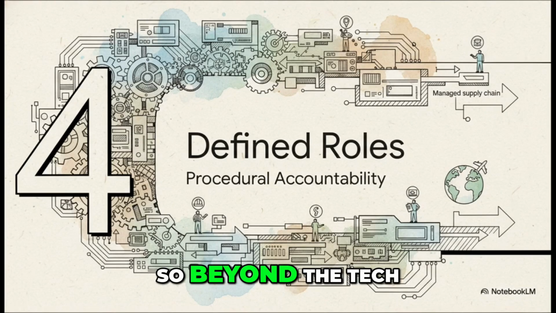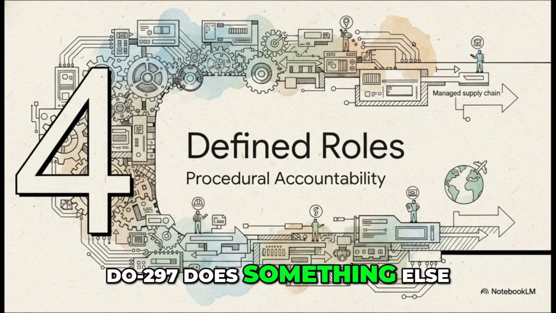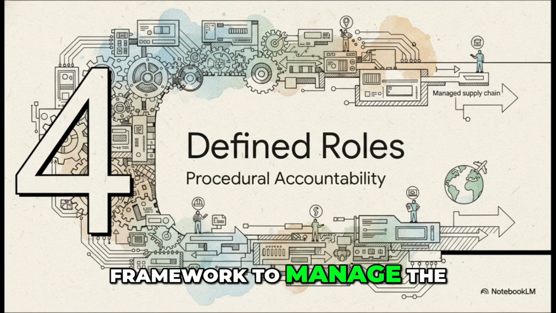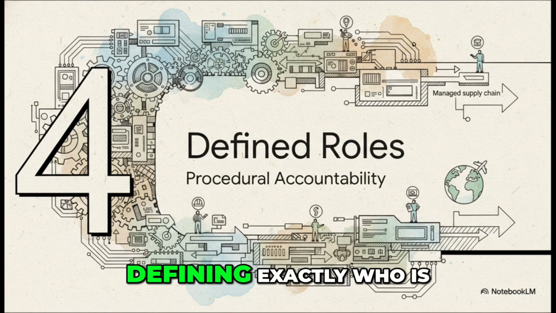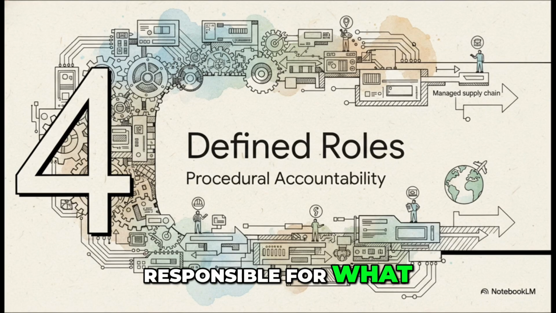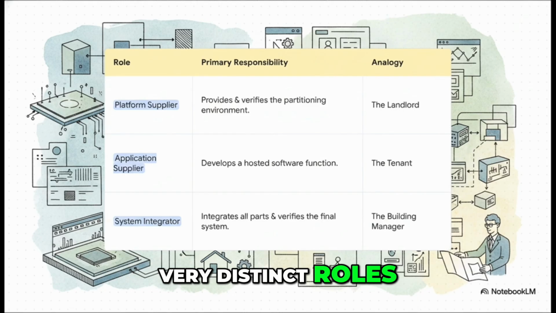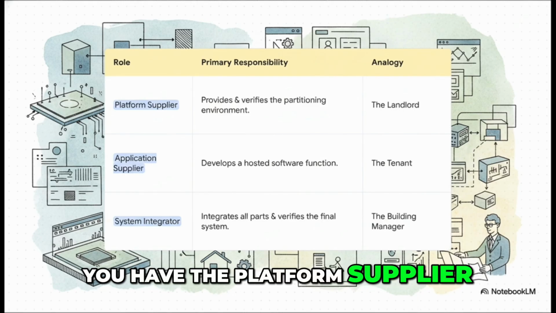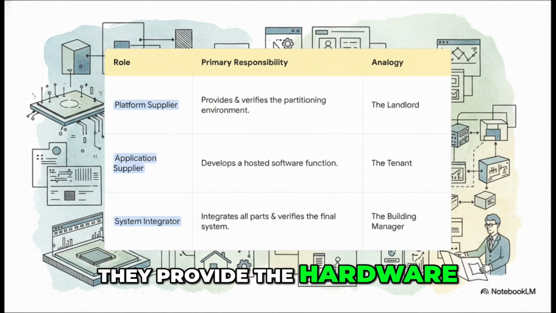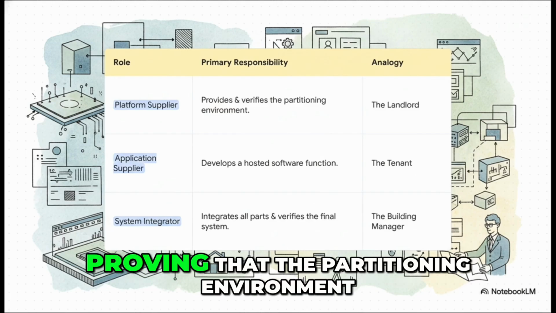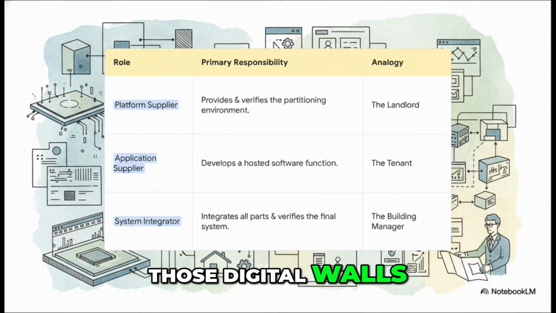Okay, so beyond the tech, DO-297 does something else that's incredibly smart. It creates a procedural framework to manage the complicated supply chain by defining exactly who is responsible for what. DO-297 sets up three very distinct roles. First, you have the platform supplier. Think of them as the landlord. They provide the hardware and the core operating system. And most importantly, they are responsible for proving that the partitioning environment, those digital walls, is solid.